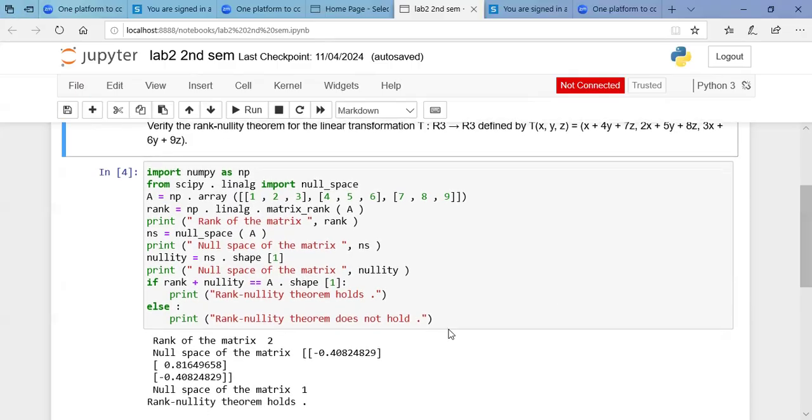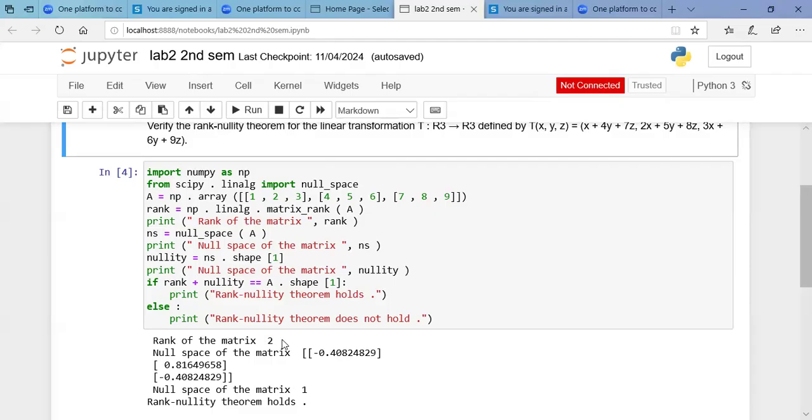Once we run the program, we will get the rank of the matrix as 2, then the null space along with the shape 1. Here we have defined the null space, so that we will get a null space of minus 0.4, 0.8 and minus 0.4. Almost all the values are 0, so the null space is essentially 0 elements. Then the nullity of the matrix is 1.